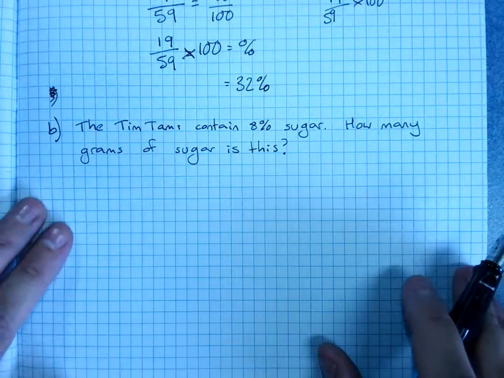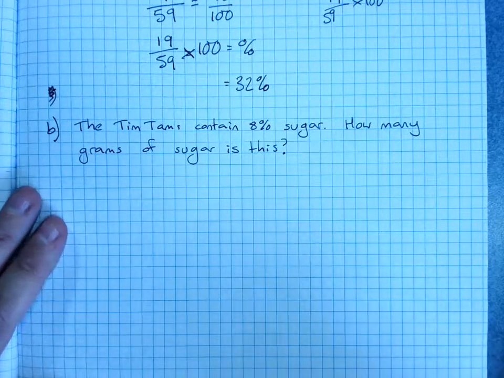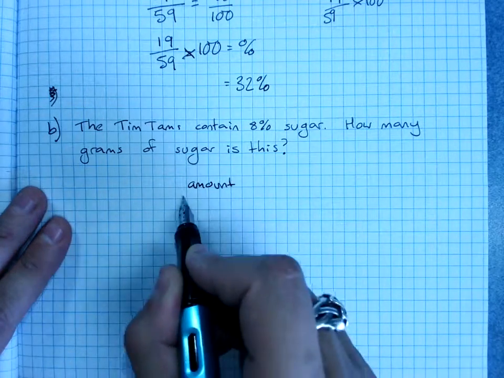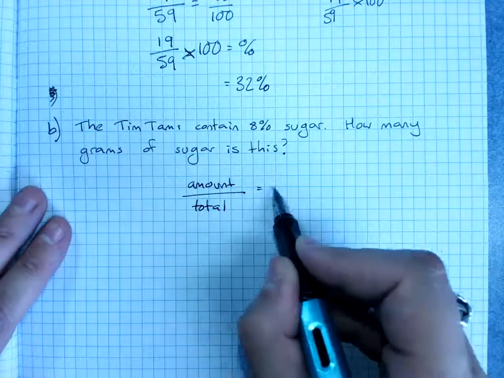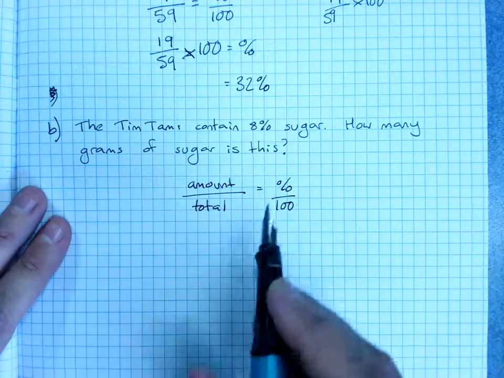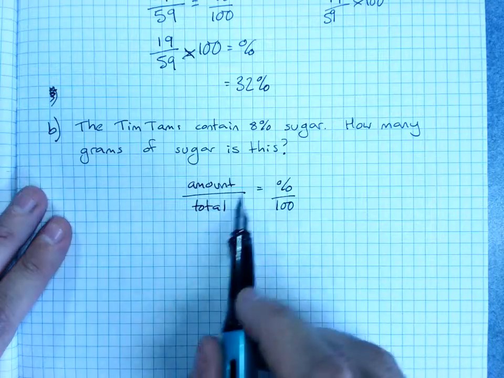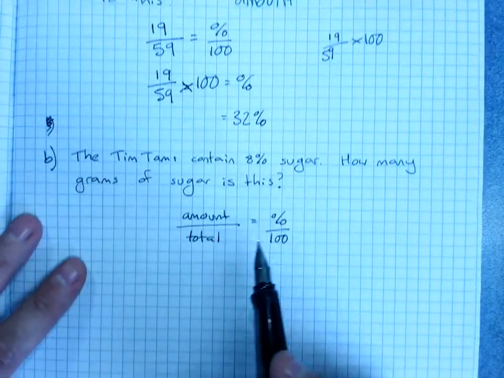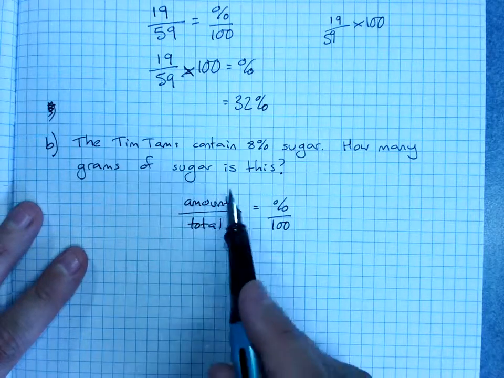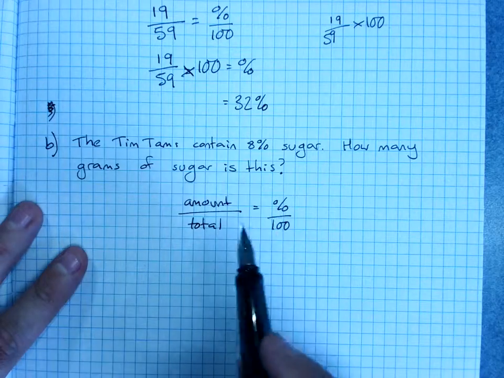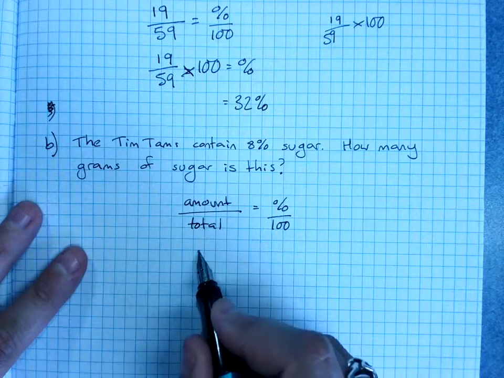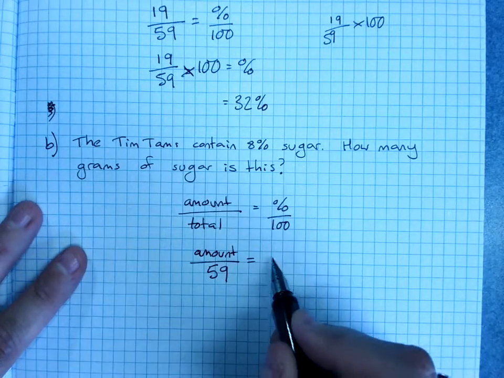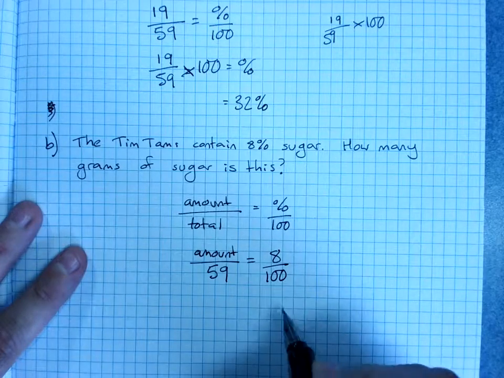The Tim Tams contain 8% sugar. How many grams of sugar is this? So when I've got my amount out of a total, and that equals a percentage out of 100, I've got the percentage here. And the total is still the total that it was before. It's the 59 that is the whole serving of Tim Tams. So I want to know what amount of sugar I would get, because that's 8% of the total. So that's finding the amount out of 59, and that will equal 8 out of 100.